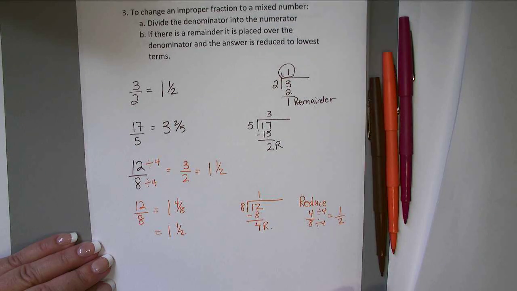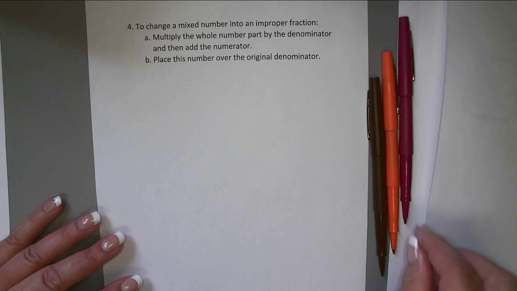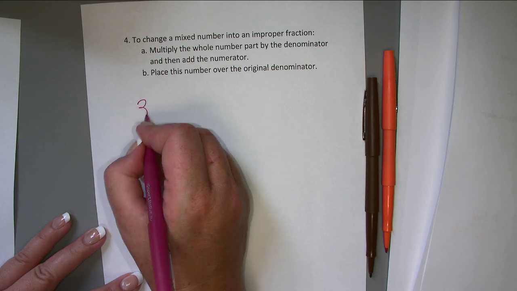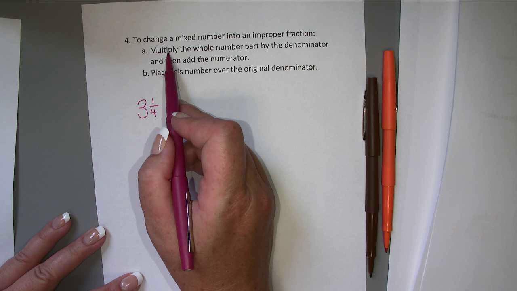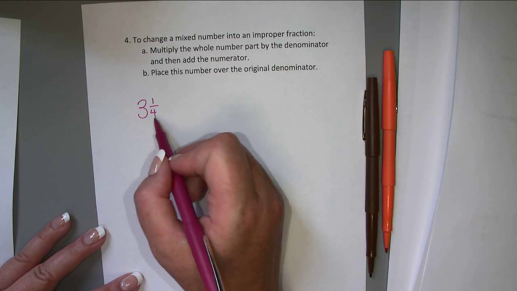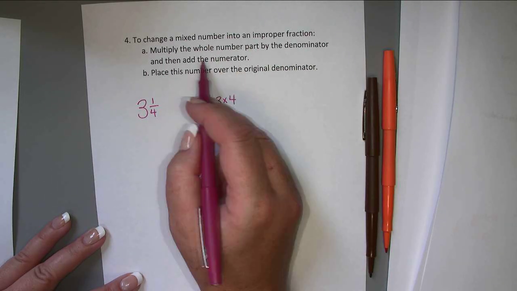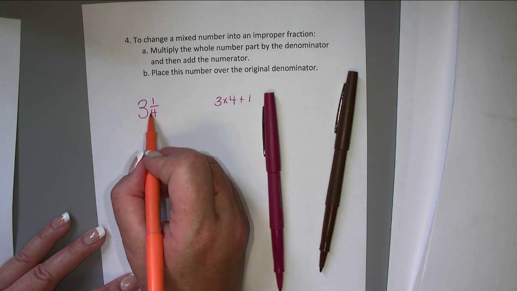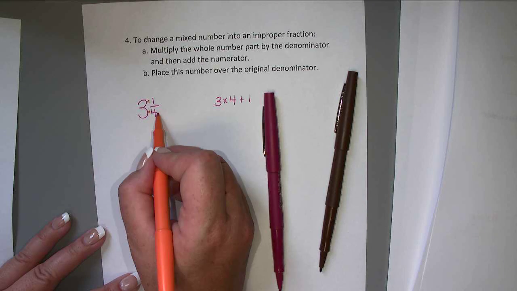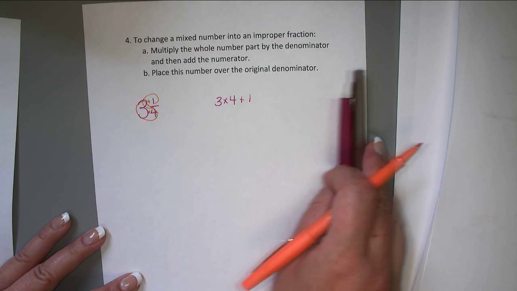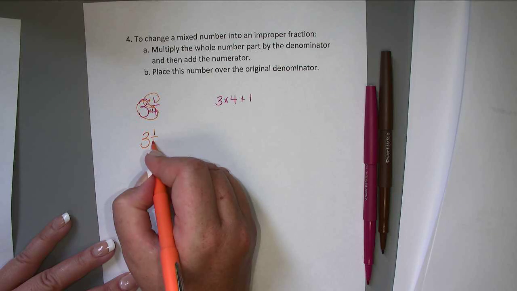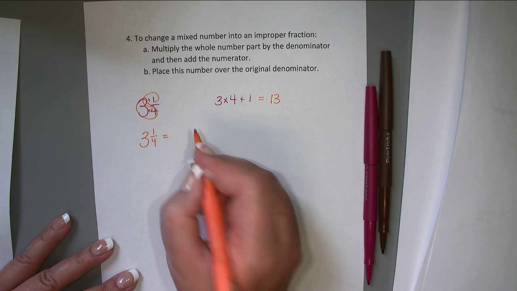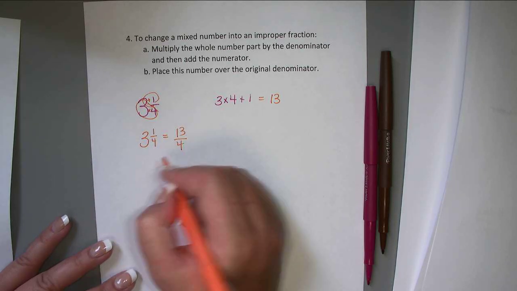Now to change a mixed number into an improper fraction, let's write one down. We multiply the whole number part by the denominator, so that's 3 times 4, and then add the numerator, 1. So the way I think of it is this way. We multiply 3 times 4 and add 1. Alright, so let's rewrite this. 3 1/4. 3 times 4 plus 1 is 12 plus 1 is 13. 13 over 4, over the old denominator.